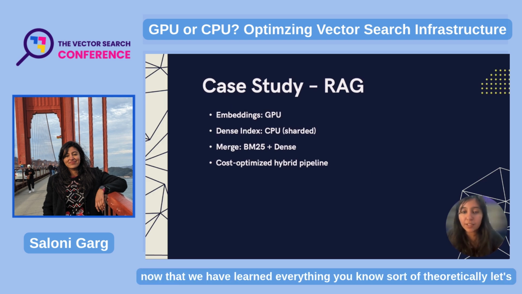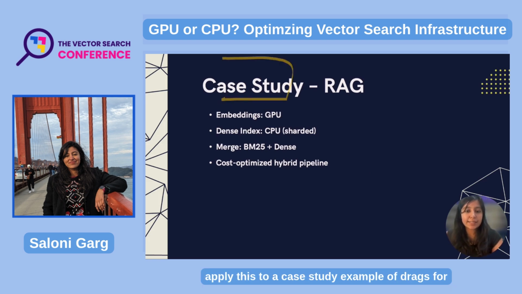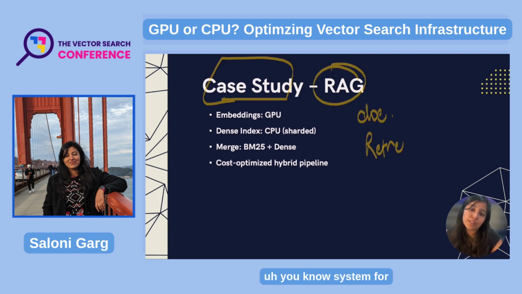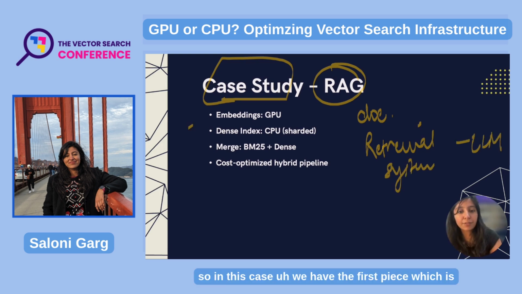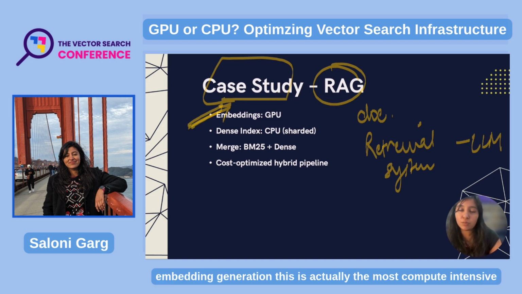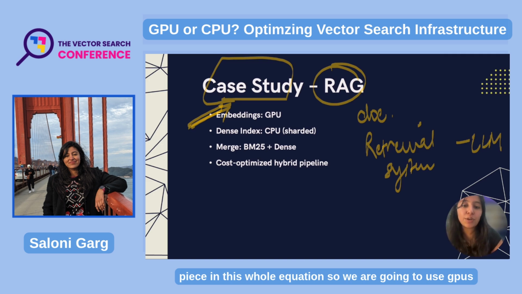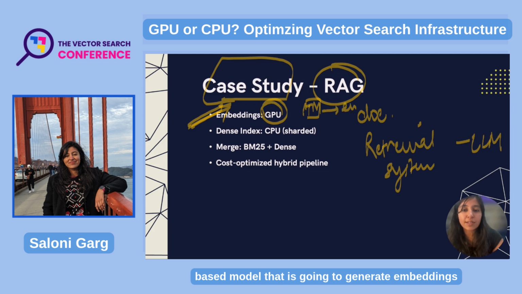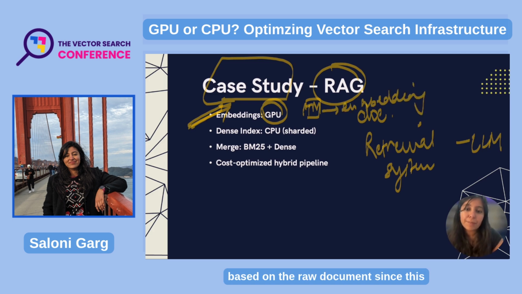Now that we have learned everything theoretically, let's apply this to a case study example of RAGs. For this example, let's say we have a document retrieval system for LLMs. So in this case, we have the first piece, which is embedding generation. This is actually the most compute intensive piece in this whole equation. So we are going to use GPUs to perform this. What this does is that we have the raw documents and any transformer based model that is going to generate embeddings based on the raw document. Since this is document and more NLP based data, let's use Sentence-BERT as our preferred choice.